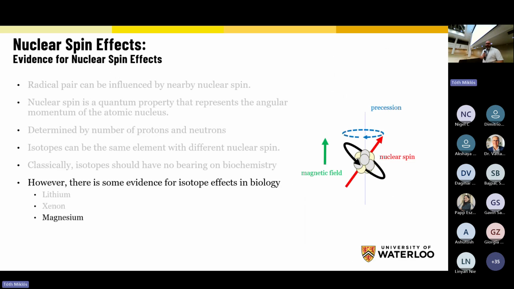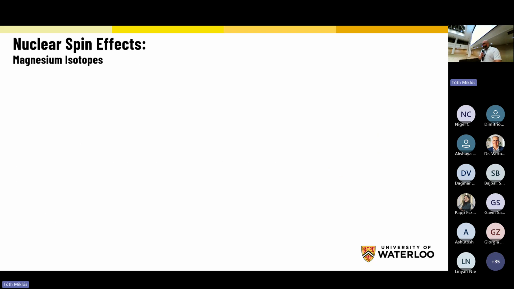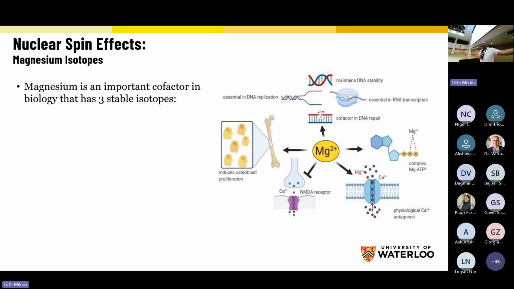Then the last area is magnesium. So unlike lithium and xenon, which are exogenous isotopes which you add into the body, magnesium is an important cofactor that we have in our body at all times.